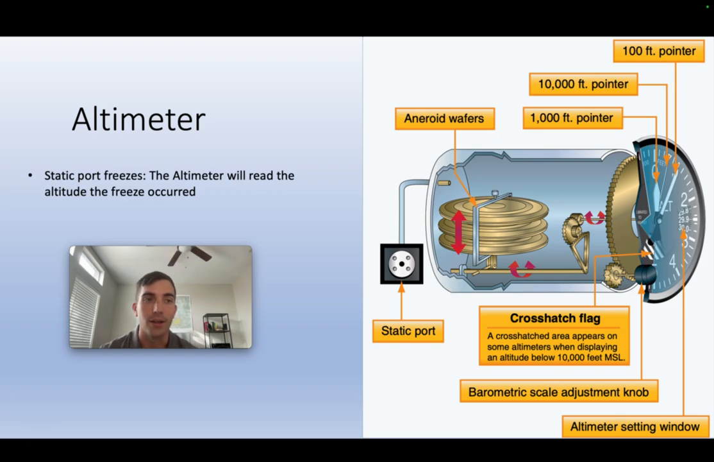One error here is that if the static port freezes, then the altimeter will no longer work, and it will read the altitude that the static port froze at. That makes sense because whatever pressure was being exerted on the static port is then going to be that constant pressure, because there's no way for it to leave or come other than the static port.